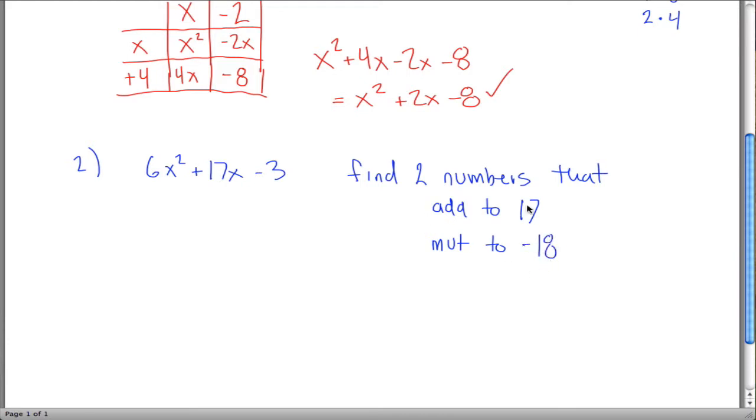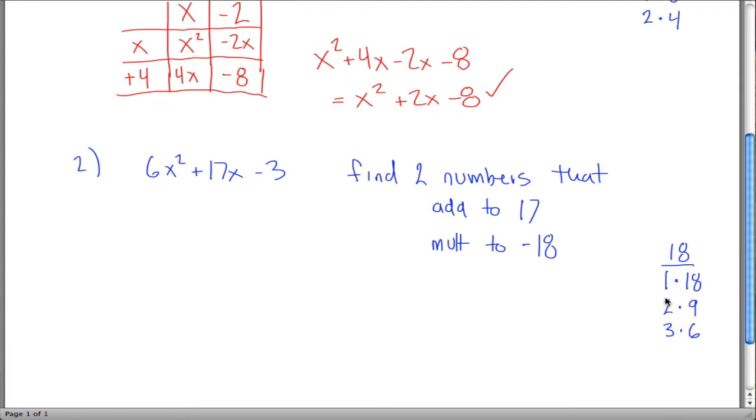So we've got to find two numbers that add to 17 and multiply to negative 18. And I think the easiest way to do that is, again, start with what we want to multiply to. 18, we can get it as 1 times 18. We can get there as 2 times 9. We can get there as 3 times 6. I think that's it.